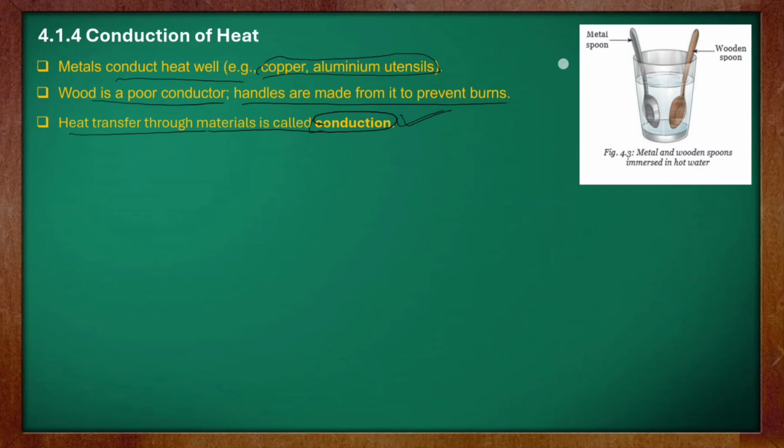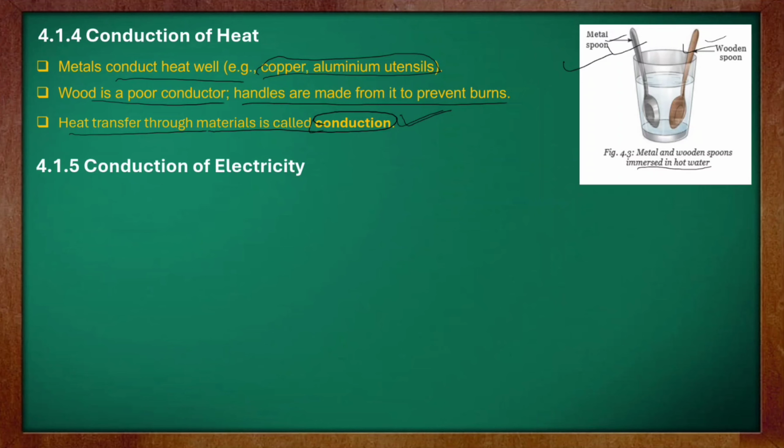Alright, see here, this was the experiment I was talking about. This is a metal spoon and this is a wooden spoon. Both the wooden spoon and the metal spoon are immersed in the same hot water in the same glass, but after some time when we touch them, the metal spoon is hotter than the wooden spoon. So what does this conclude? It concludes that metals transfer heat very easily, very quickly.